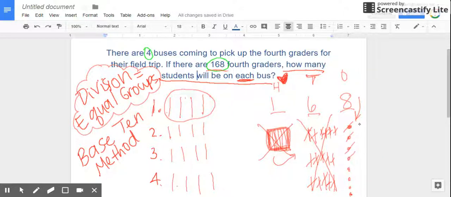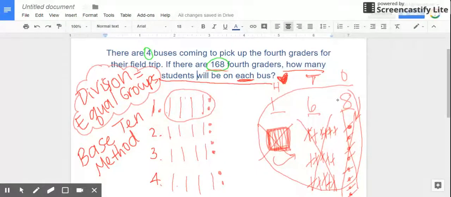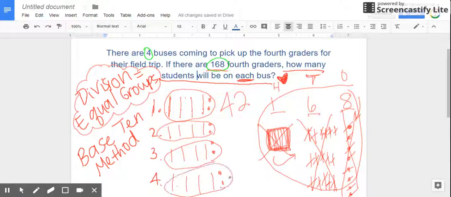1, 2, 3, 4. Okay, I've finished my ones place. I've totally finished dividing out all the students into an equal amount on each bus. That tells me if these are worth tens, I'm having 10, 20, 30, 40, 41, 42. 42 students. And do you see how there's 42 here, 42 here, and 42 here? 42 students can fit on each bus.